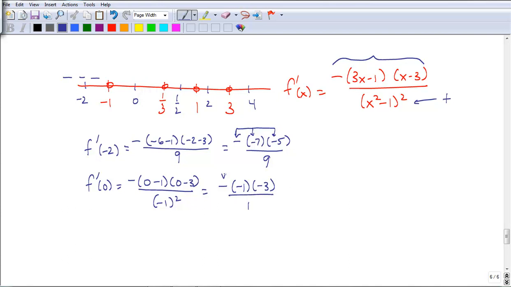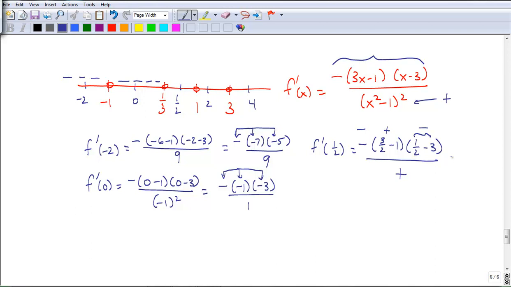Over 1, again there are 3 negative signs. So that means the answer will be negative in there as well. We can figure out the rest of the graph. We can plug in 1/2 into our first derivative, negative. That's 3/2 minus 1 and 1/2 minus 3 over the number on the bottom will be positive. This is going to be a positive number. This is going to be a negative number. So I'll have 2 negatives and a positive. That means I'll have a positive answer when I multiply them together.